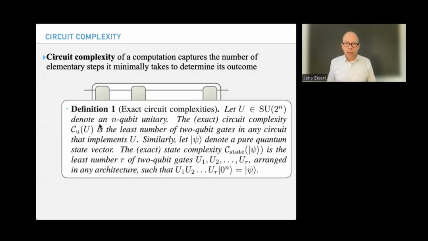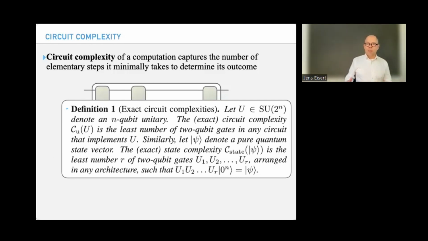So here's the key definition that's sitting in the center of most of what comes. That's the circuit complexity as the smallest number of two-qubit gates from a given gate set that is needed to represent a given unitary. So here in the exact setting, but I will say something about the approximate setting later. And state complexity as the least number of two-qubit gates to create a given pure state from a fiducial state vector.